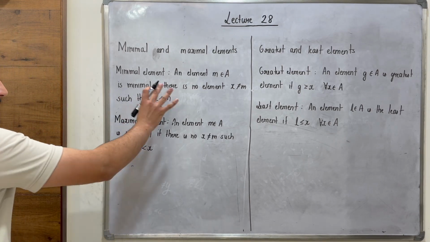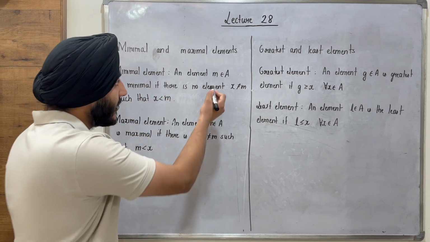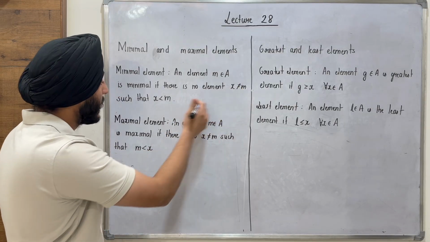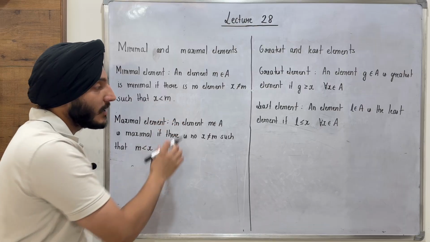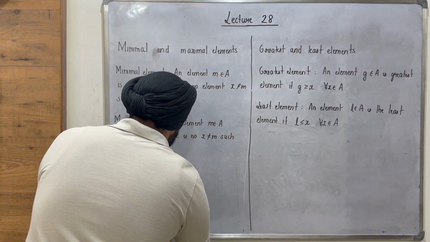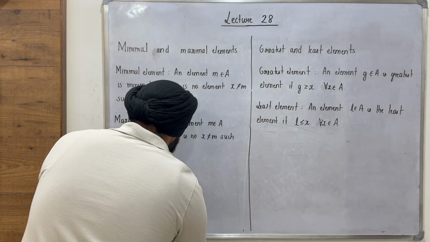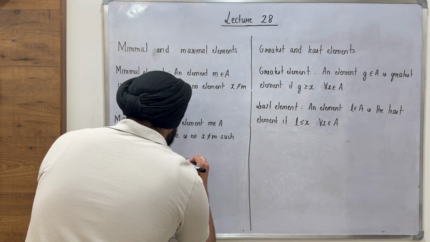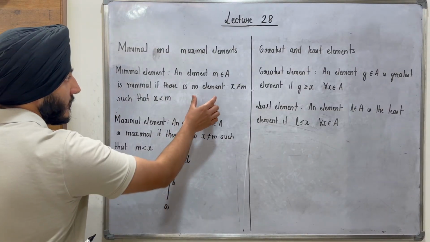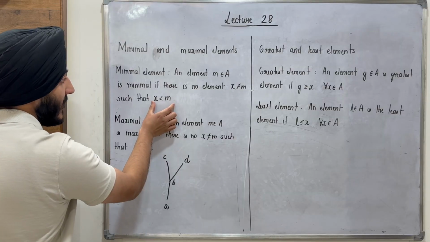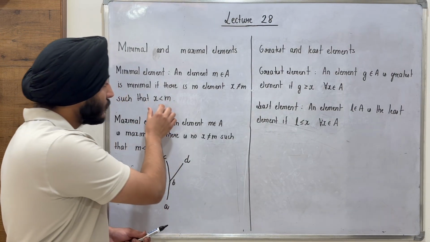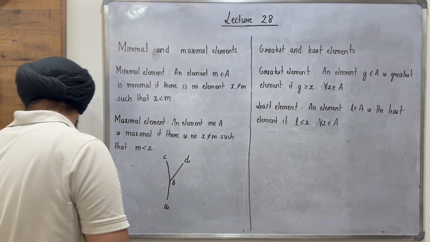Now let's try to understand what is the minimal element once again. An element m is minimal if there is no element x which is not equal to it such that x is less than m. Let's try to understand what this means with the Hasse diagram, right? Let's say I have this diagram A, B, C, D, right? What we're trying to say is there is no element such that x is less than m, there is no such value which is less than this value, right?